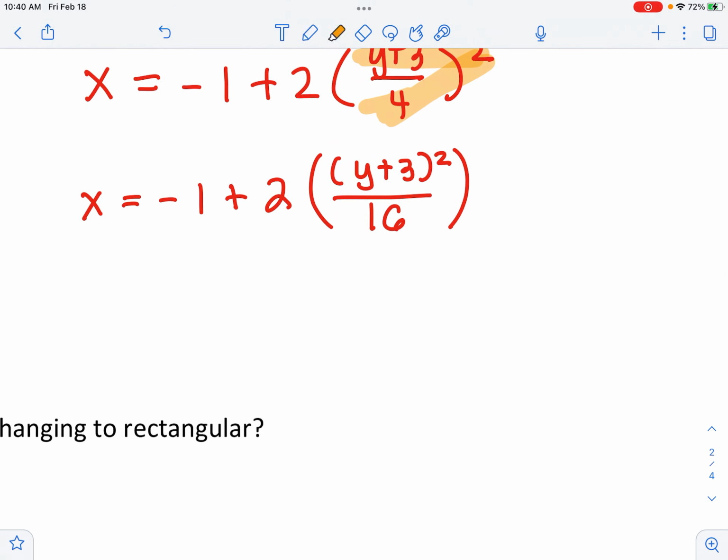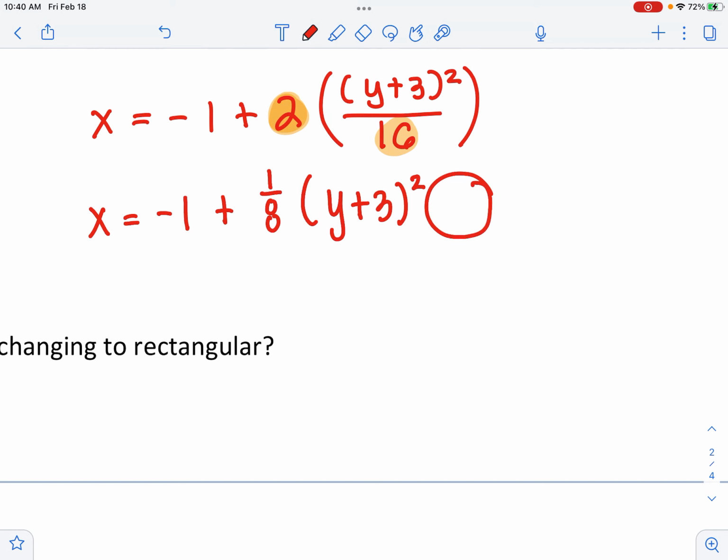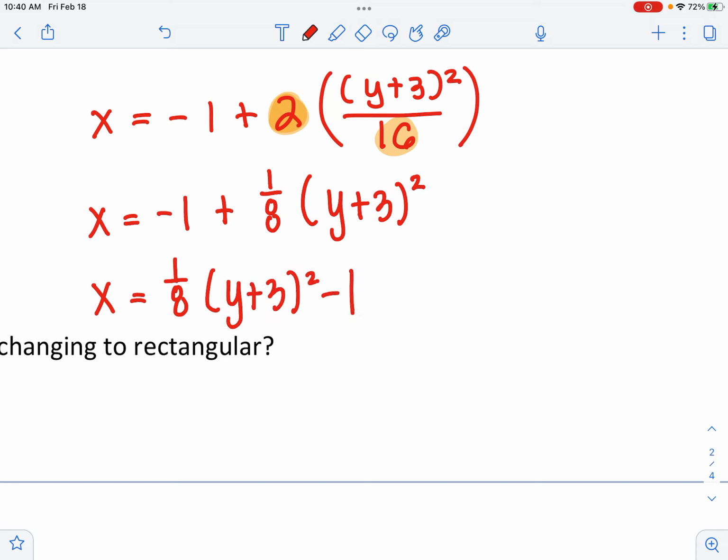All right, so now I'm going to clean up the 2 in front. I have a 2 in front, which is multiplication, and divided by 16. So instead of saying times 2 divided by 16, that can simplify to an eighth. So I'm going to keep a fraction or a coefficient of 1/8 in front of that, because it's going to look more like my parabola. Getting close, right? The only other thing I have to do is that the -1 shouldn't be in front, right? So I'm going to move the -1 over here. So I have x equals 1/8 (y plus 3) quantity squared minus 1.